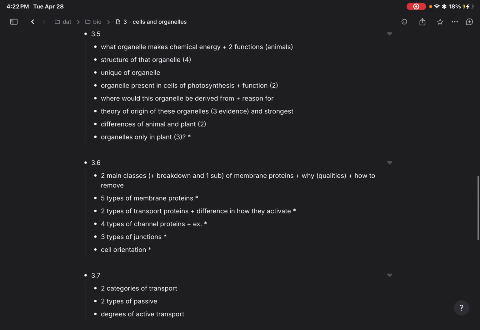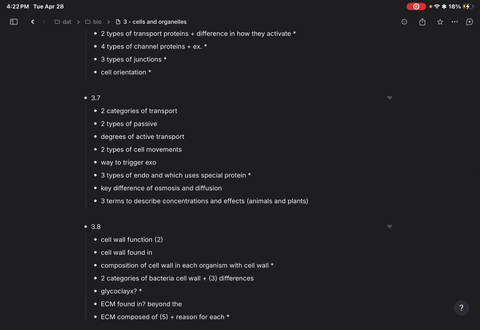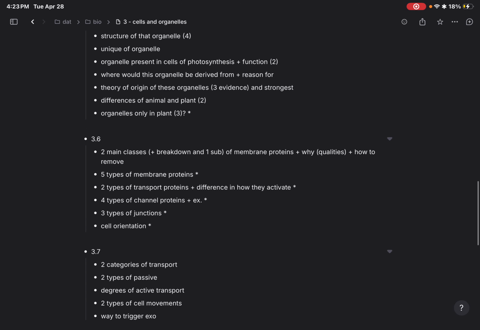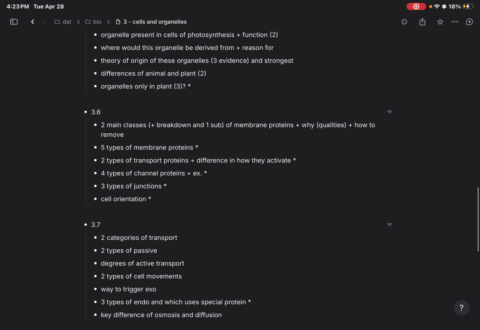Difference of plants and animals. I'm not too sure about that. Organelles are only in plants, so there's plastids like chloroplasts, there's vacuoles, and then there's the cell wall.